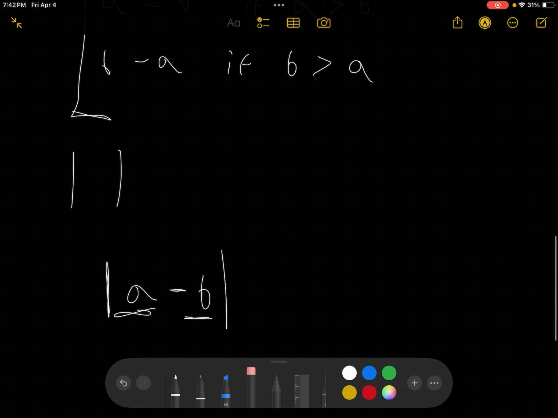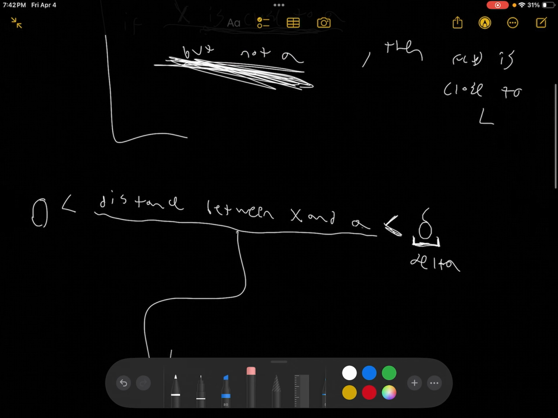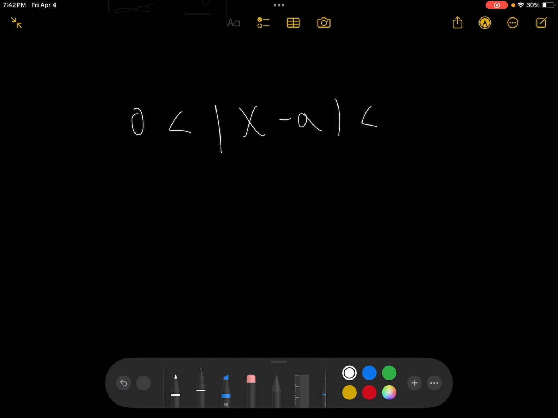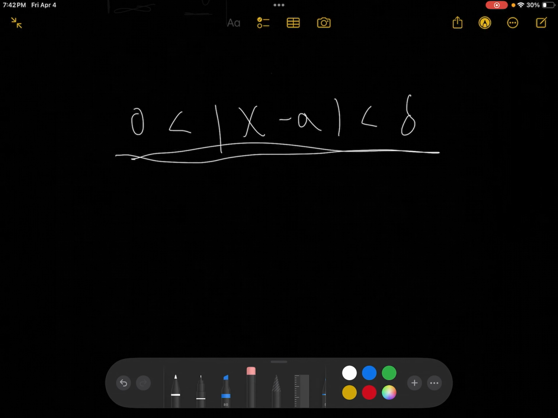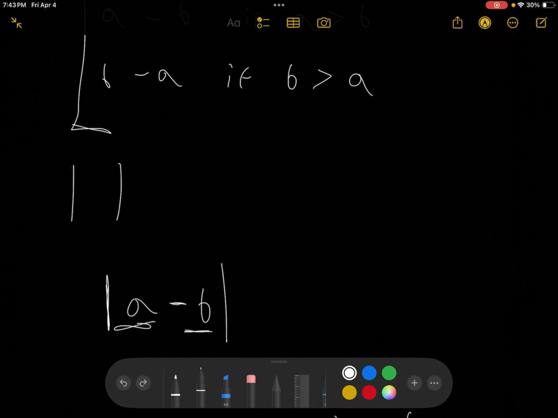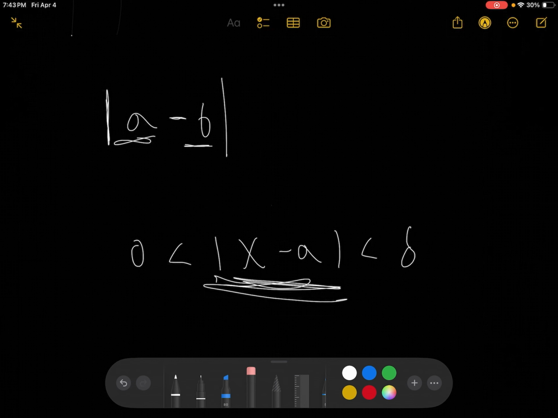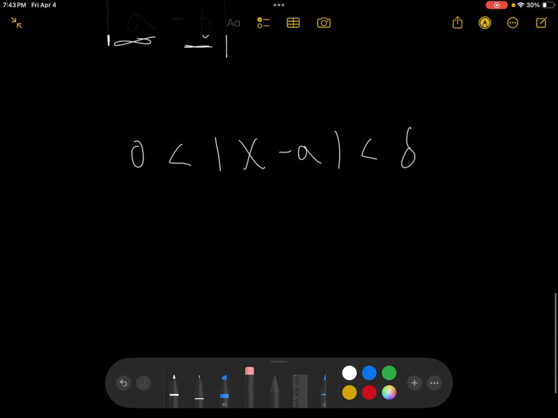So if I want to talk about the distance between x and a being greater than 0 and less than delta, that is the same as saying that 0 is less than the absolute value of x minus a, which is less than delta. And now there are some important manipulations that we can do with this inequality, which are going to be very useful when we're doing proofs involving this formal definition of limit. So since absolute values are kind of restrictive in how we can work with them, we can get rid of this absolute value by breaking this inequality down into two cases.